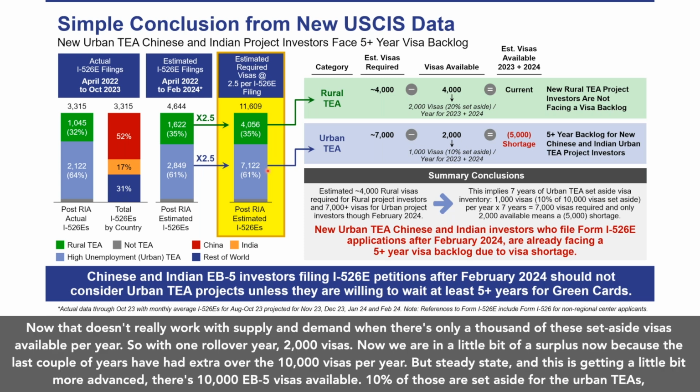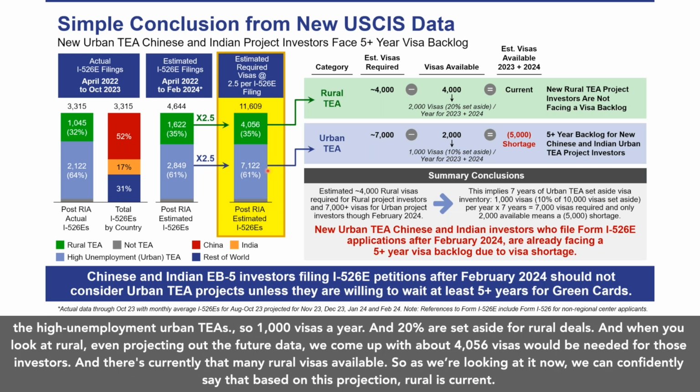Now, that doesn't really work with supply and demand when there's only 1,000 of these set-aside visas available per year. So with one rollover year, 2,000 visas. We are in a little bit of a surplus now because the last couple of years have had extra over the 10,000 visas per year. But steady state, and this is getting a little more advanced, there are 10,000 EB-5 visas available. 10% of those are set aside for the urban TEAs, the high unemployment urban TEAs.